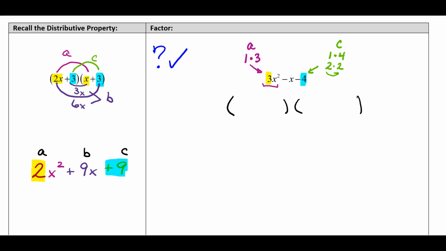I need 1x and 3x, or 3x and 1x. It doesn't matter the order you pick. I usually put my bigger number first, but if you don't, it's no big deal. So I'm going to do 3x times x, which is going to give me 3x squared.